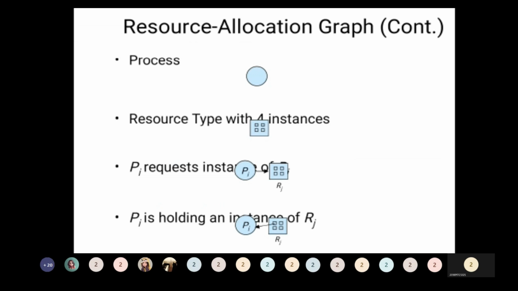Then suppose a resource is already assigned to a process, that is denoted like this, with a directed edge from resource to process. In the previous case, the directed edge was from process to resource as a request edge. In this case, the edge will be from resource to process, called an assignment edge.